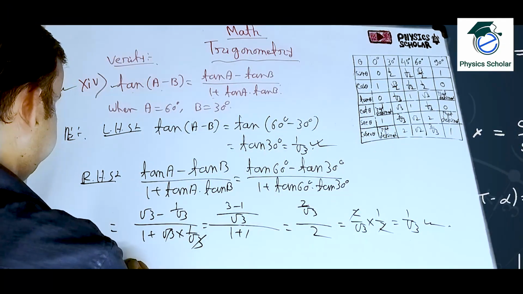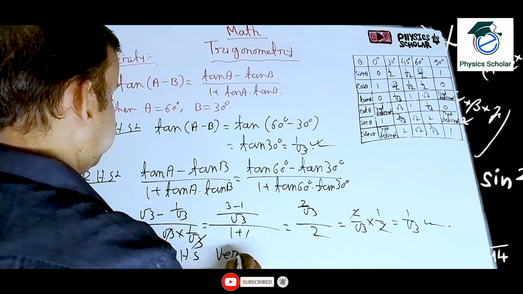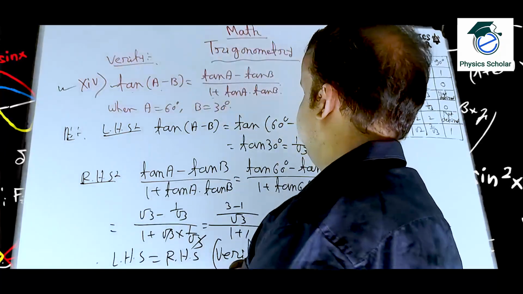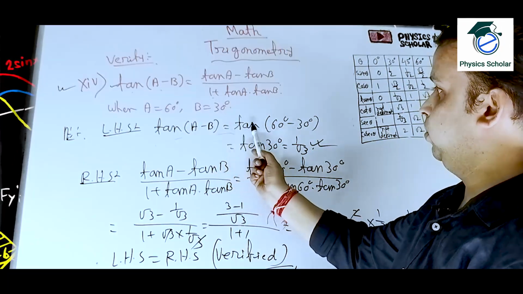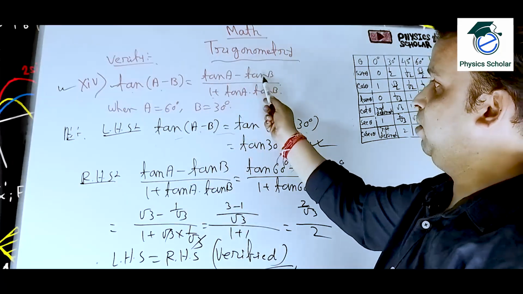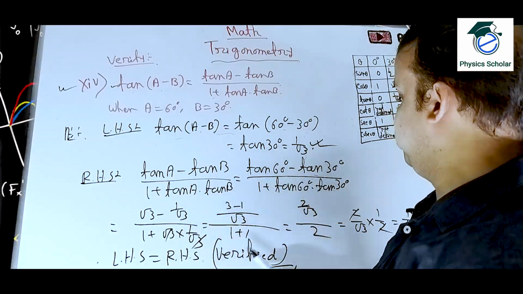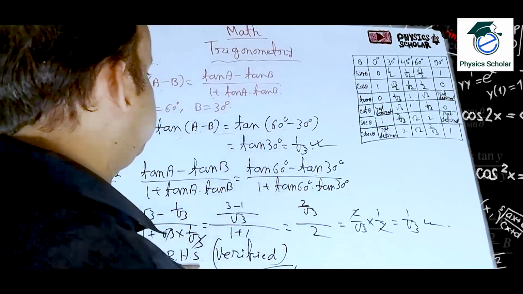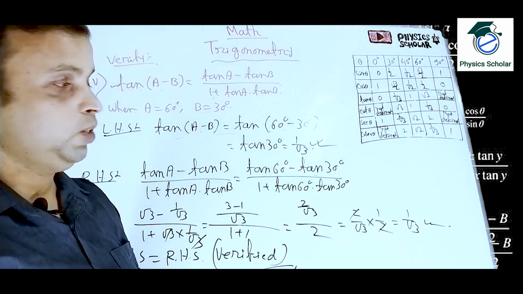So that means what we can write? Left hand side is equal to right hand side, verified. We have to verify it. So left hand side is equal to this: a minus b is equal to 60 minus 30, means tan 30, is equal to 1 by root 3. Right hand side, tan a minus tan b by 1 plus tan a tan b. So tan a means tan 60 and tan b means tan 30, so we are putting the values and this is coming. Clear? So I hope you have understood this sum. It's very easy. So this was your homework.